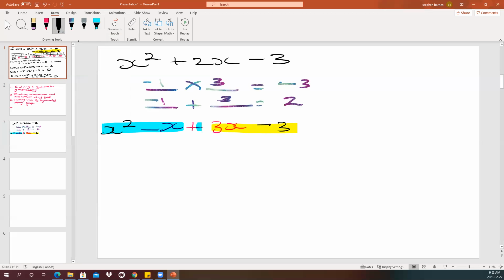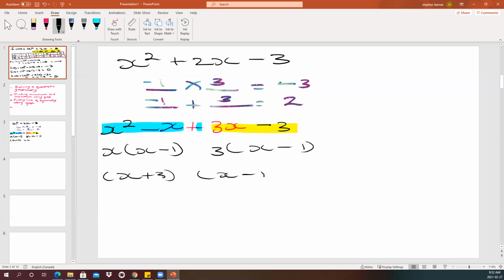So let's go ahead and factorize x squared minus x. What would we get? You would have x outside and x minus 1. Now we're doing positive 3x minus 3. We need to have the same thing inside, x minus 1, and outside 3. So let's factorize again: x plus 3 times x minus 1. So our answer, just put equals to 0. So we're solving.